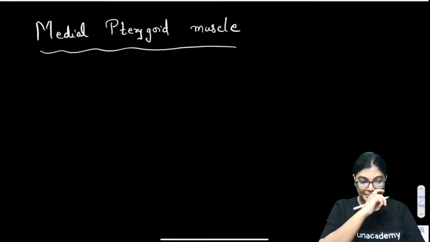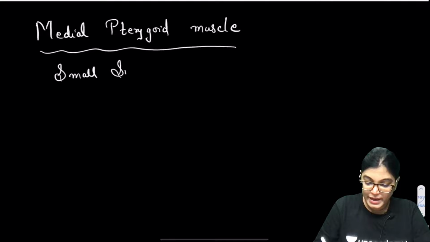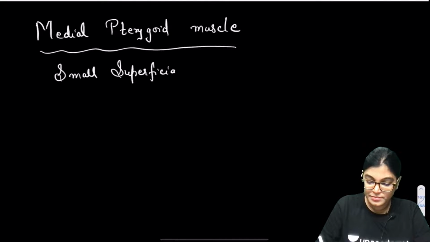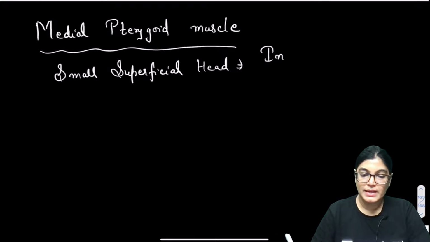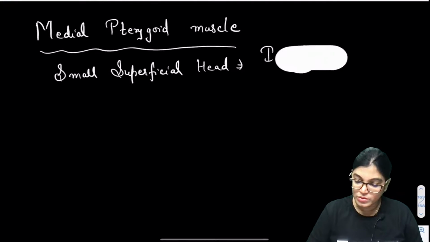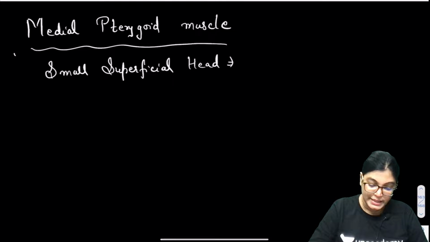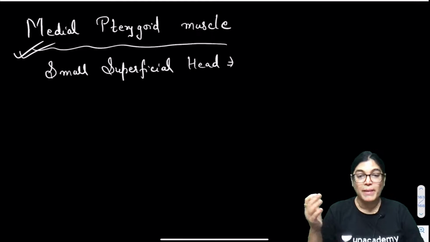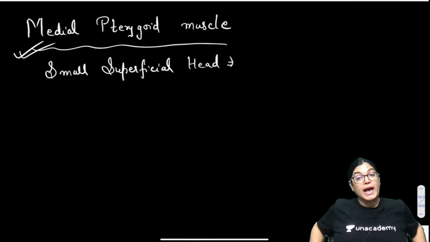Medial pterygoid muscle has a small superficial head. This small superficial head originates from the infratemporal surface, crest of greater wing of sphenoid. Okay, we will move on to the medial pterygoid, not the lateral, we have already done lateral pterygoid. Please note down, sorry, this is from maxillary tuberosity. So we can remember like this: M for medial, M for maxillary tuberosity, M for medial aspect.